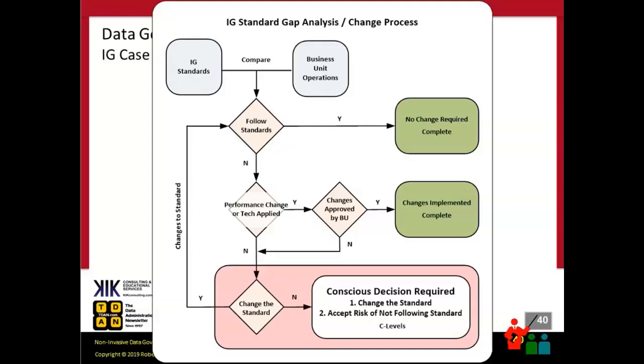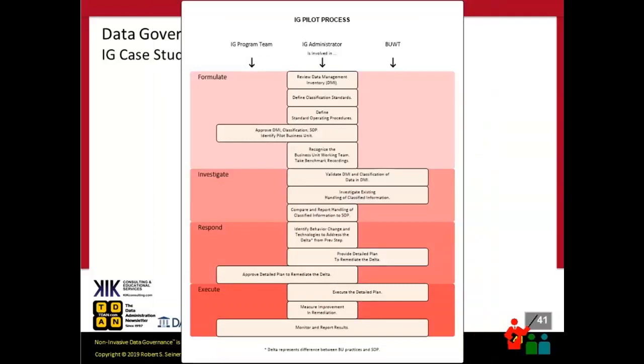Well, you know what? In order to follow the law, in order to follow the standard, sometimes those behavior changes are required. So the option basically becomes, if they don't accept the performance change or the technology, that they need to change the standards. And that's where the bottom block of this cell becomes really important, because it becomes a conscious decision at the appropriate level of the organization whether they're changing the standard for protecting classified information or accepting the risk of not following the standard.